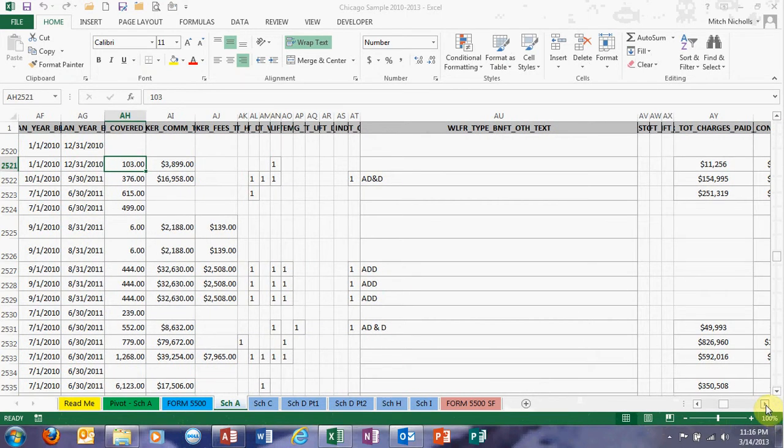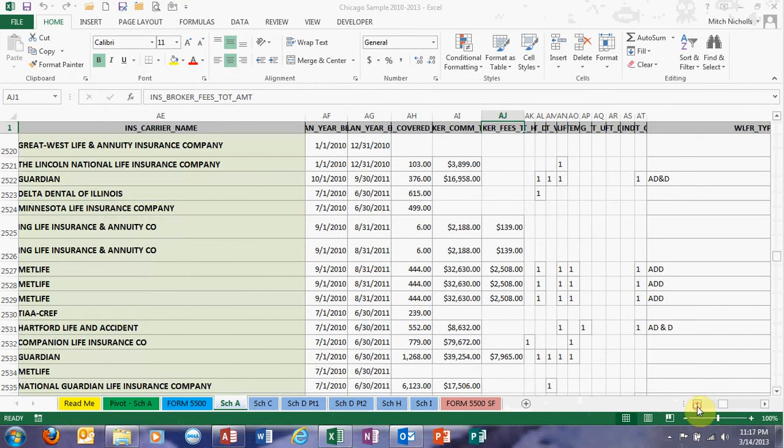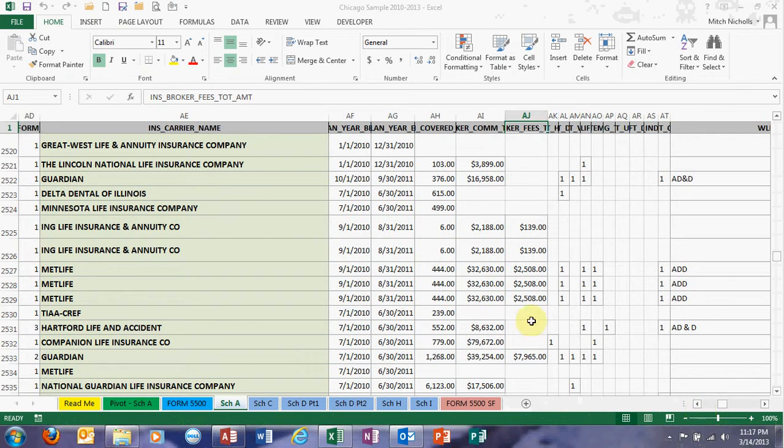As you get used to seeing this, there's only a few columns that are going to be important to you as you're looking at this, which is the covered lives, how much of the commission and fees that were paid out. And as we go across, sometimes it might seem like there's duplicates, but there's not. Each one of these records are unique.